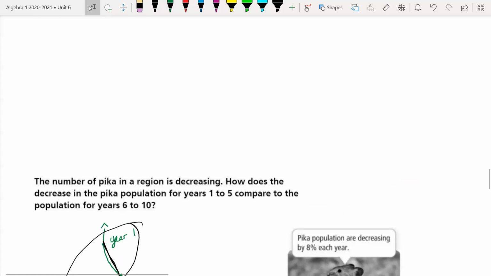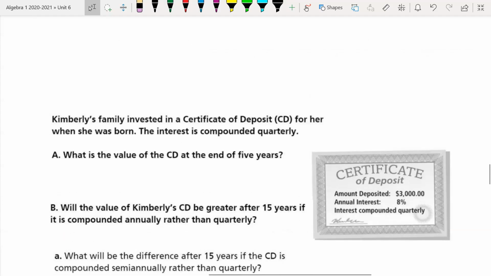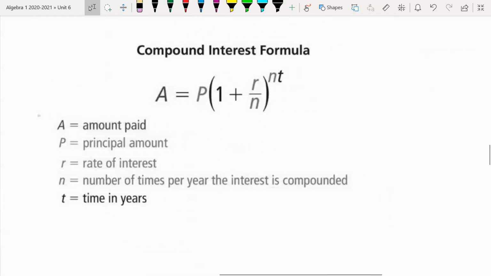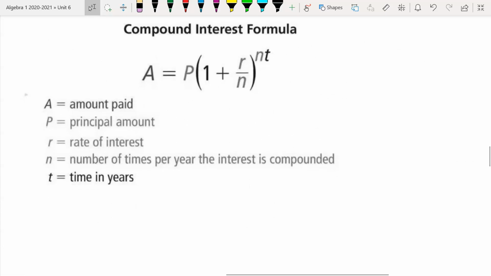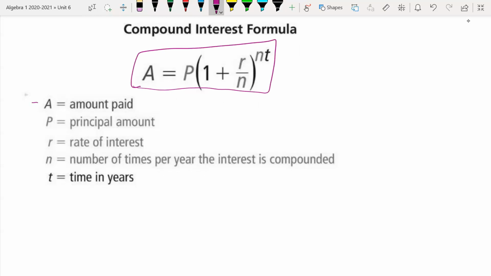Now, before we do this last one, there's one other thing that you guys need to know, and that's going to be the compound interest formula. So I want you to go ahead and write all this stuff down. Compound interest is this formula right here. You also need to know what everything represents. So A is the amount paid, P is your principal amount, R is your rate of interest, N is the number of times per year it is compounded, and T is the time in years.